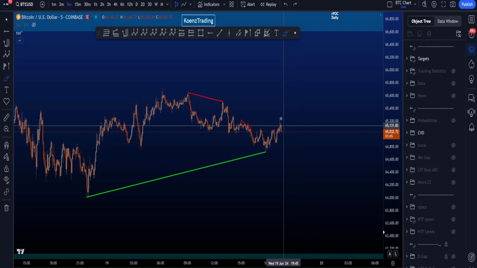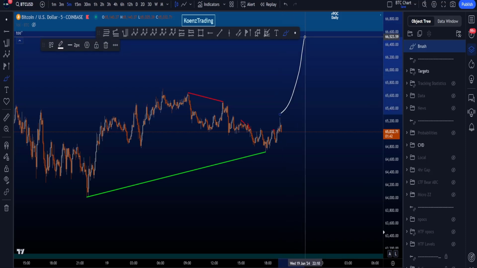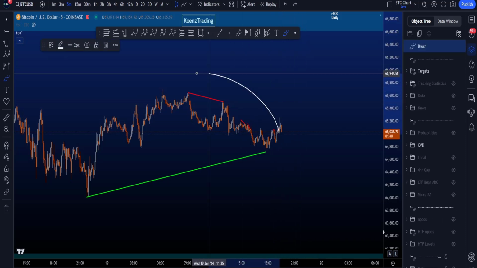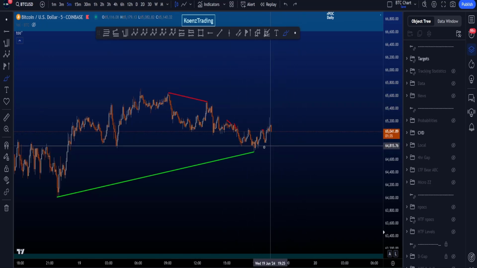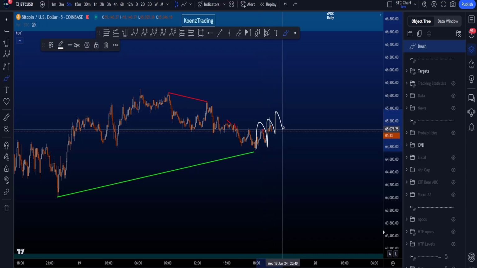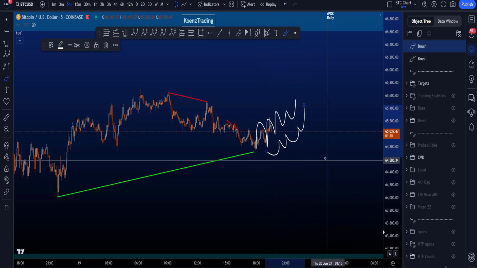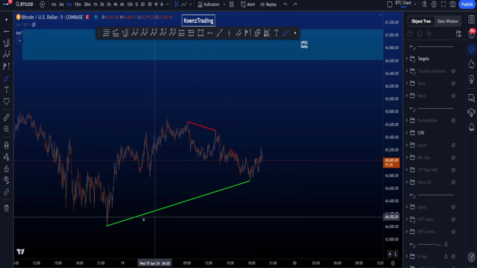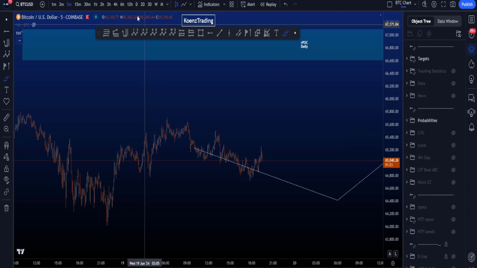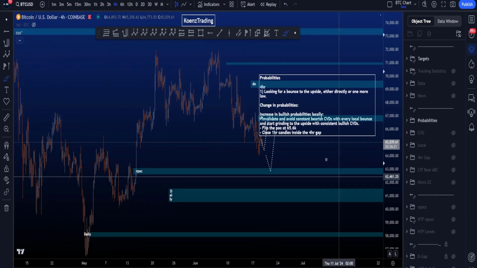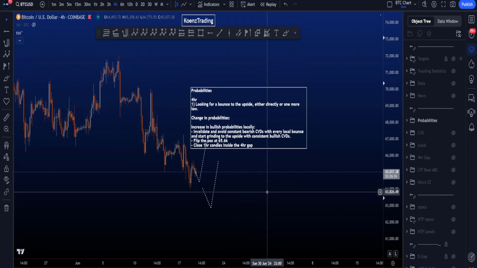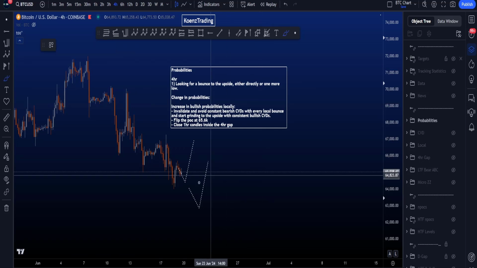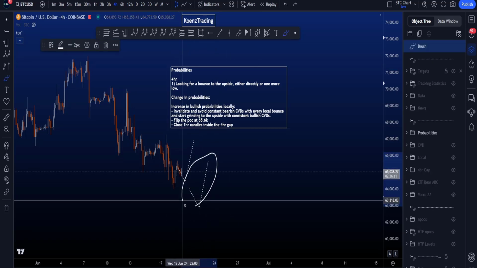And what we want to see if we want to increase probabilities for price to move up already is to avoid having bearish CVD divergences with every bounce that we have to the upside, and instead create a grinding range towards the upside and create some consistent bullish CVD divergences, which would then support the bigger bullish CVD divergence as well. So if we then look at the probabilities of the different scenarios, then at the moment on the 4-hour chart, we are looking for a bounce to the upside, either directly or after one more low.